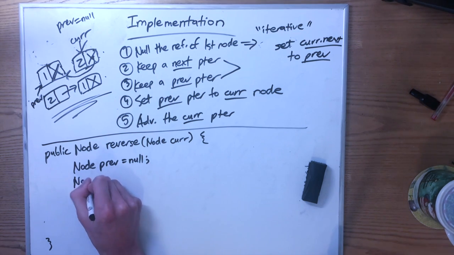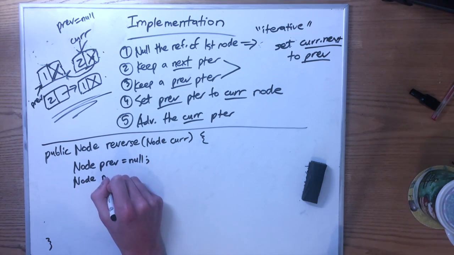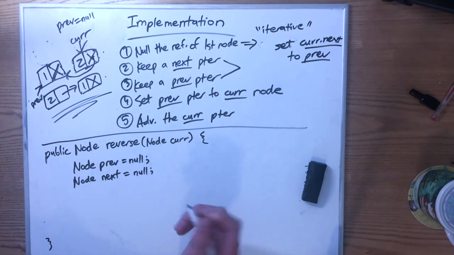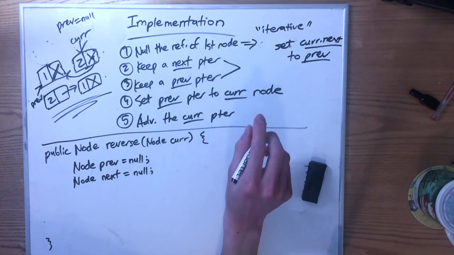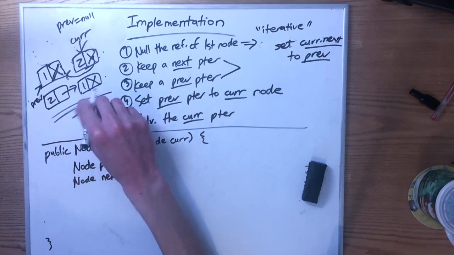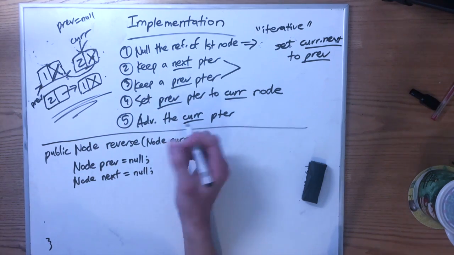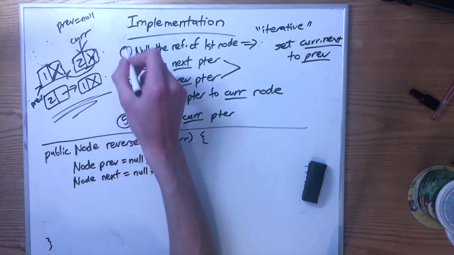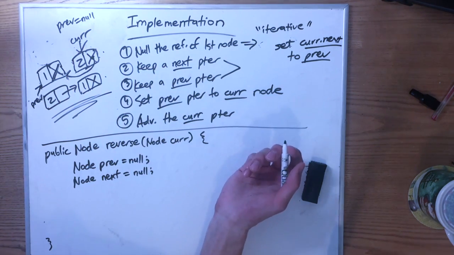Okay, good stuff. So we got node prev equals null, node next also equal to null. Now we know that this is an iterative solution. We're going to have to operate on each node until we hit the end of our linked list. We know we hit the end of our linked list when cur is pointing to null, because that means there's nothing left in our linked list.